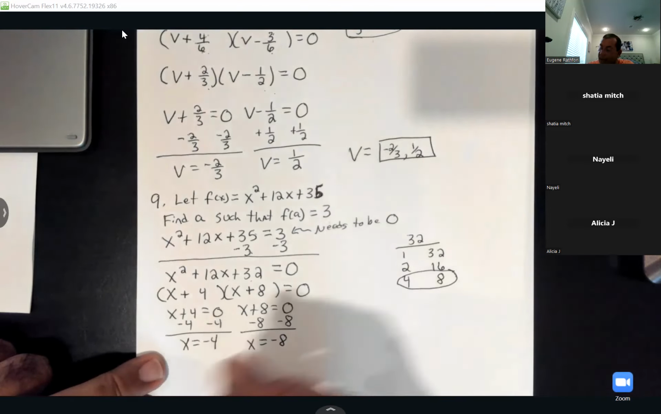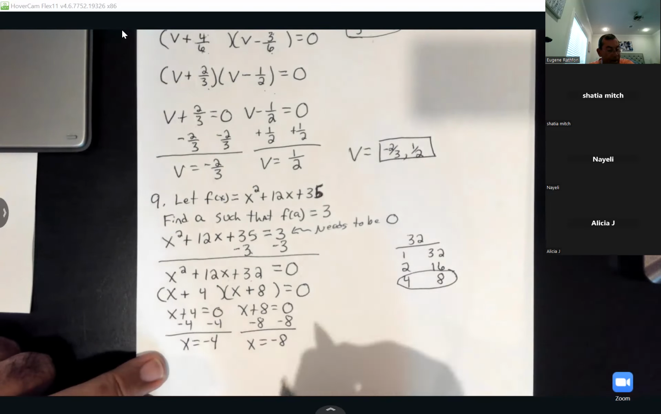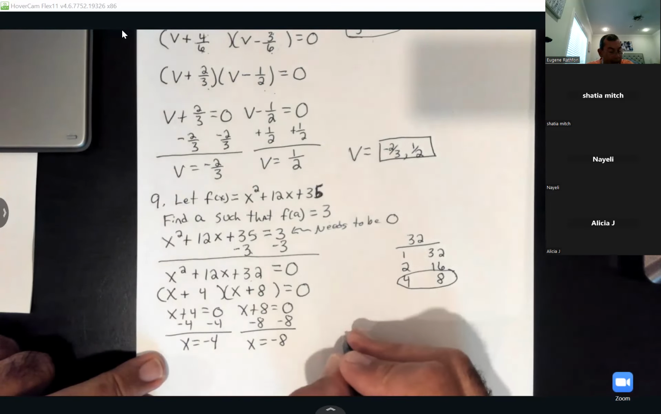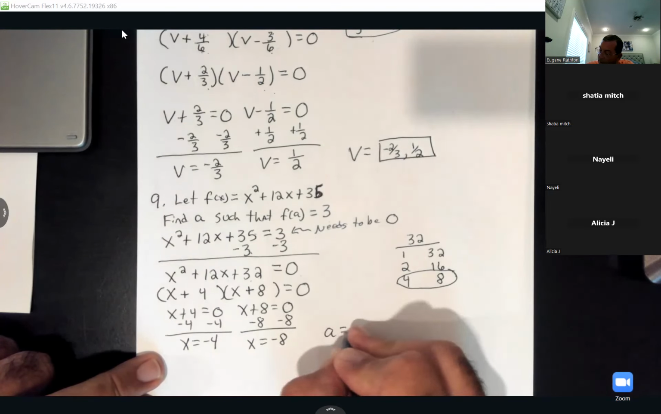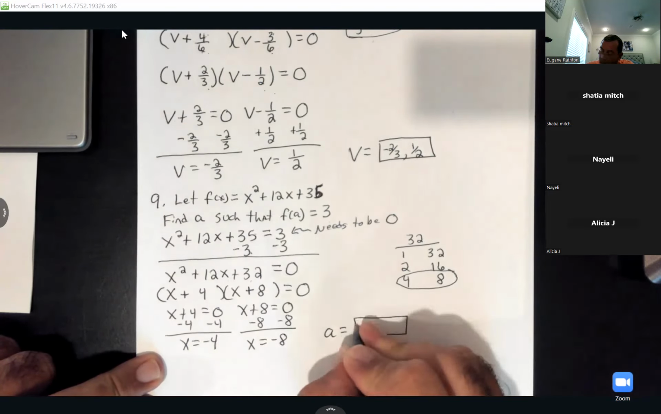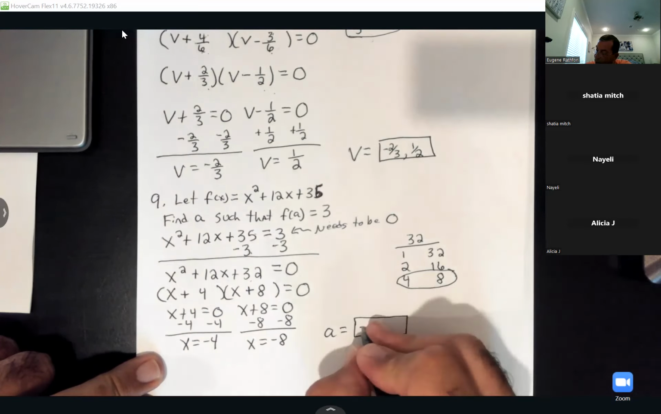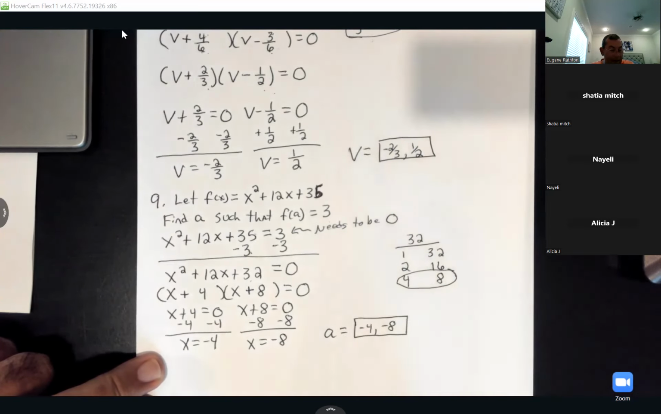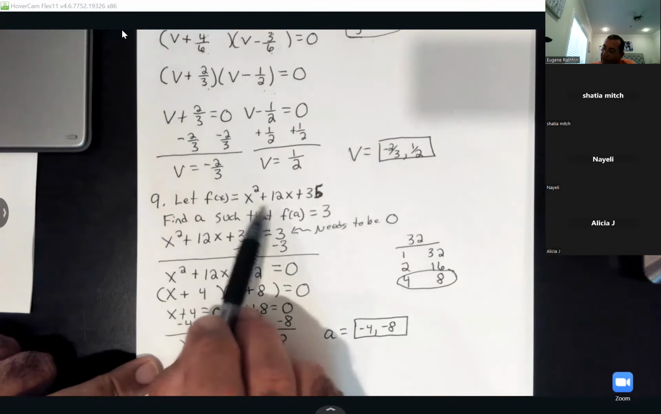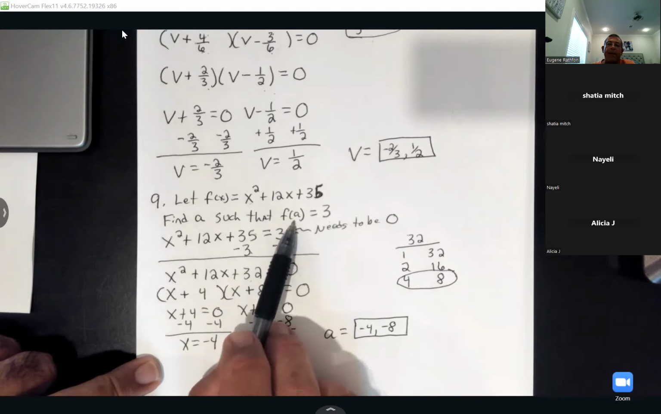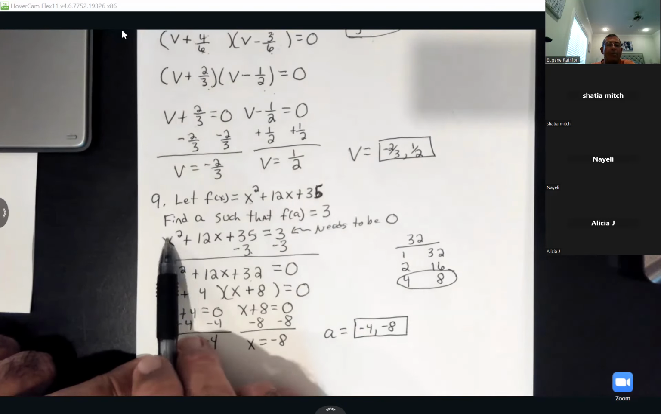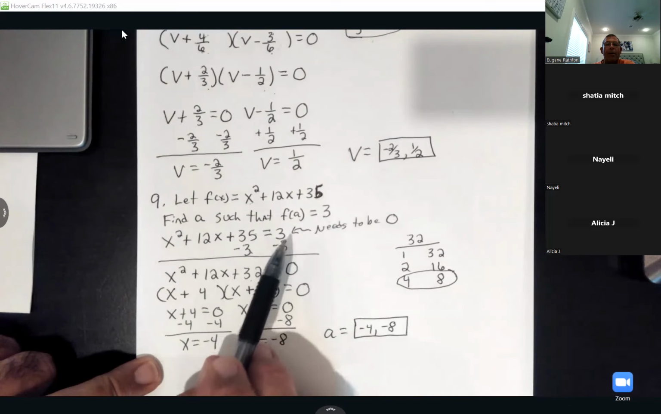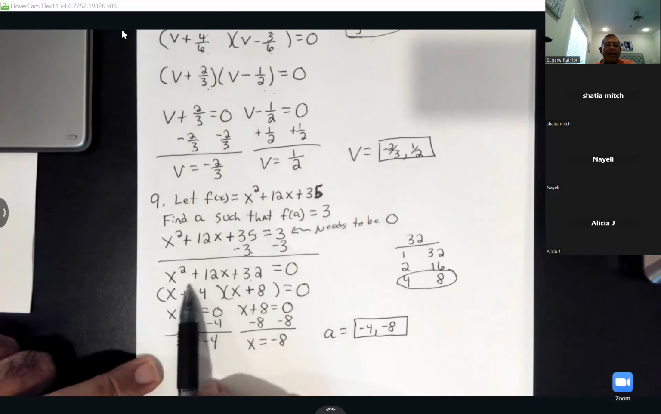But now in the answer blocks, they'll say, if f of a equals 3, then a will equal our answers, which were a -4 and a -8. Okay. So remember, they'll give you a polynomial, and then they'll say f of a equals some number. Set the polynomial equal to that number. Get your 0 on the right side, then start factoring.